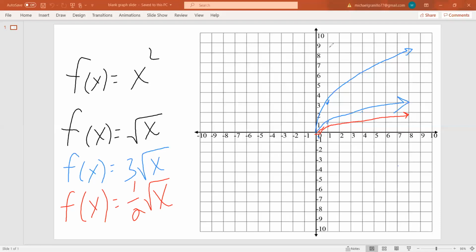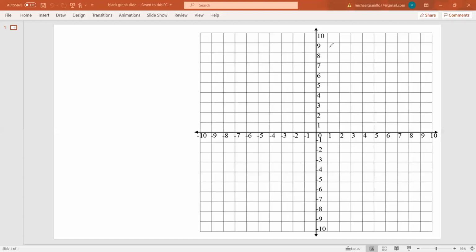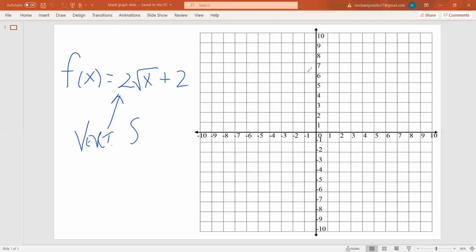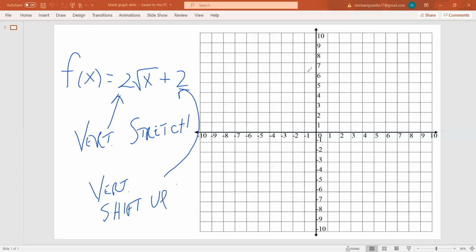Okay, so let me kind of start over a little bit and let's just kind of add something here real quick. So f of x is equal to 2 square root of x plus 2. Okay, so what do we have here? Well, that 2 right there gives us a vertical stretch. Okay, and what does that 2 do? Well, let me draw that over here. Okay, that's a vertical shift up 2. Okay, so those are the 2 things that those 2 numbers do.